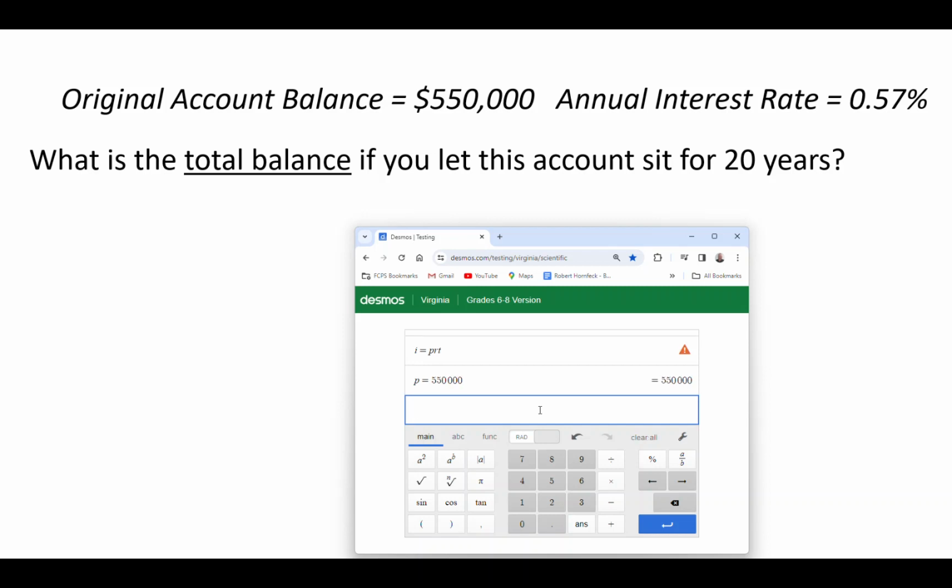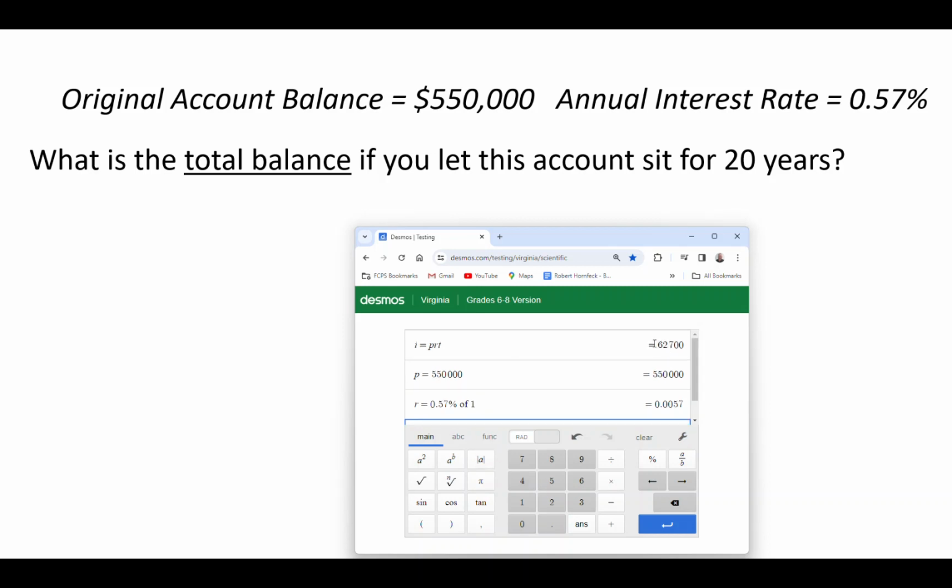I have $550,000, and I'm putting it in a bank, and my rate is going to be 0.57% of 1. So this is a small rate, so I don't know how much money I'm going to get back. I'm going to let it sit for the time, 20 years. So I'm going to make about $62,000.